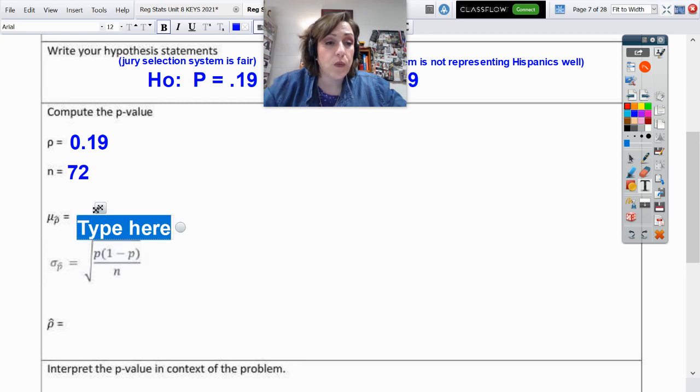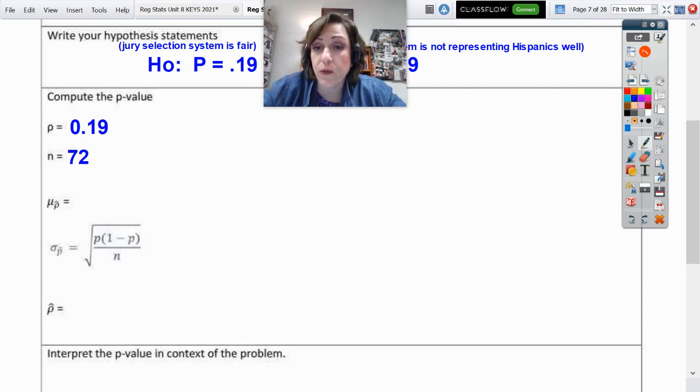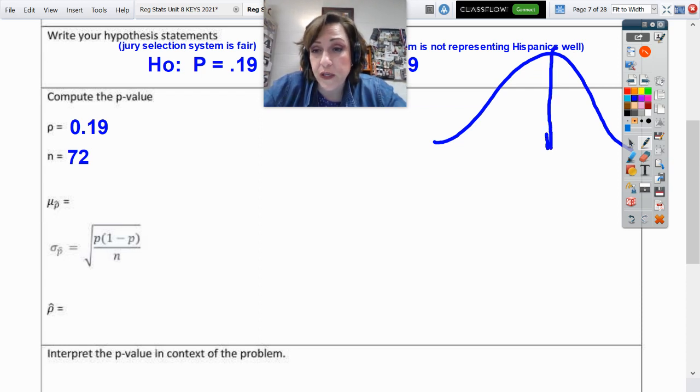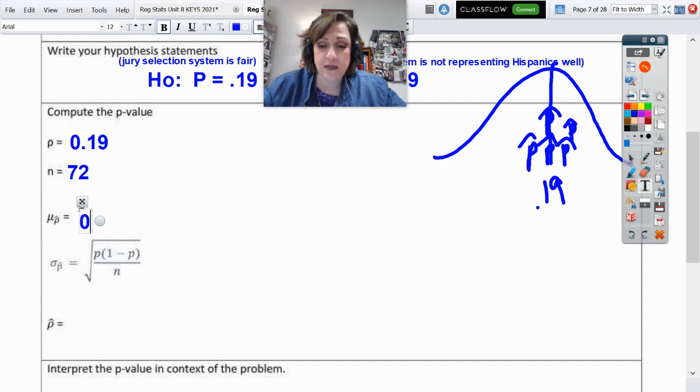All right, now we're wondering about this mean of the p-hats. Do you remember? I'll just kind of draw you a picture. Here's what we're wondering. If the jury selection system is fair, then we should have our data centered around 19% Hispanics that are called in for jury duty. So the mean of the p-hats, that's our 0.19, or 19%. If the jury selection system is fair, all of our samples will be centered around 19%.